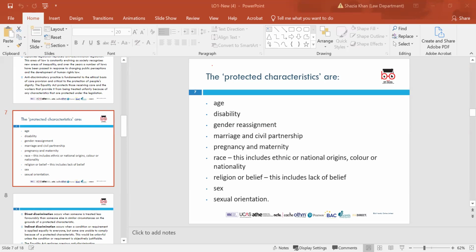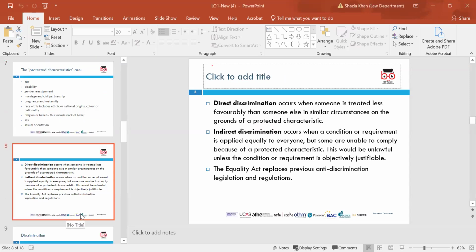Now we're going to go on to elements of direct discrimination and indirect discrimination.